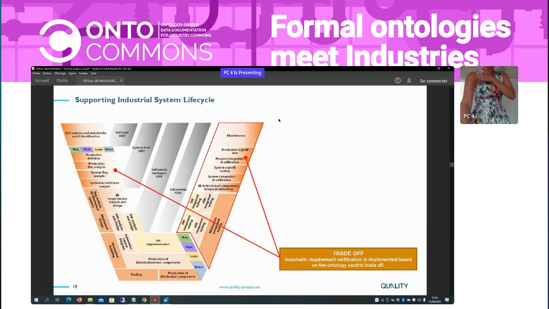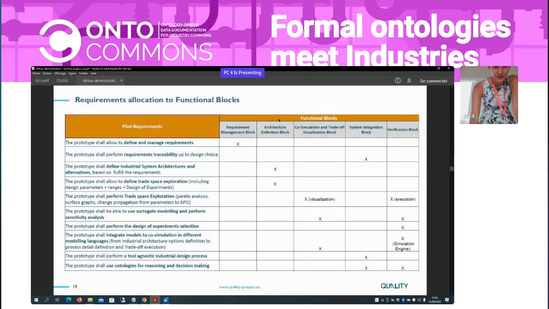All of that to support trade-offs between the different options that the architects had in front of them at the co-design phase, when they discuss with the product architect. So in order to do that, we define these functions of the prototype. Define and manage requirements. I have a requirement traceability. Both of them will be managed by a requirement management block and a system integration block that I will detail later on.